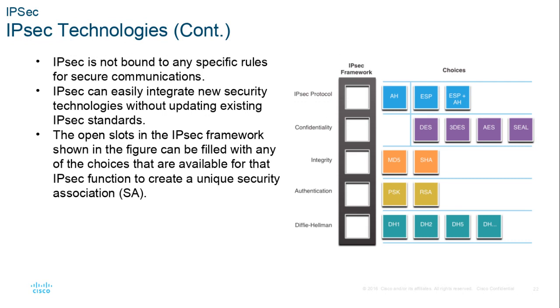IPsec is not bound to one choice. It's like the Chinese menu, one from column A and one from column B. We can choose whatever IPsec protocol we want. We can use whatever confidentiality we want, DES, triple DES, whatever. We can use whatever we want for integrity, like MD5, which is what we use for integrity of our enable secret. We can use any kind of authentication, any means of exchanging the keys, and any Diffie-Hellman key exchange sequence we want.